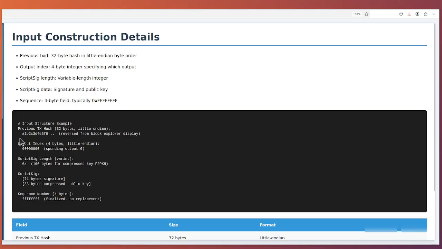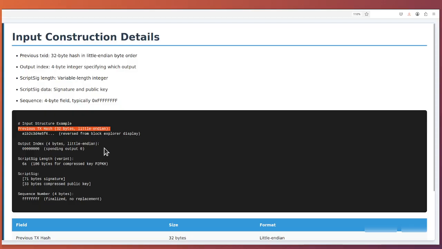The previous transaction hash field, also called the outpoint TXID, is a 32-byte hash that identifies the transaction containing the output being spent. This hash is stored in Little Endian byte order, which means the bytes are reversed from how they typically appear in block explorers and Bitcoin software. For example, if a transaction ID appears as beginning with a B and ending with 34 in a block explorer, it will be stored as beginning with 34 and ending with a B in the actual transaction data. This byte order reversal is a quirk of Bitcoin's implementation that developers must account for.